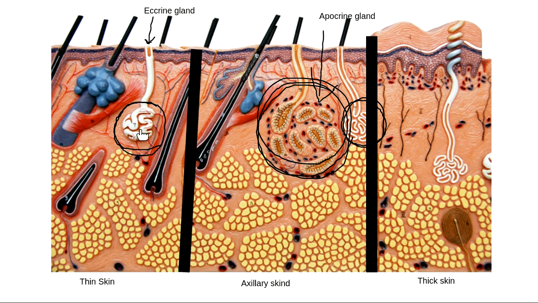So we have a word for the type of sweat that cools you off. I'm going to type it for you. It's called thermoregulatory. Thermoregulatory sweat, so it regulates your temperature. Eccrine glands here, they make watery sweat that helps you to cool off. Apocrine glands make sweat that makes you smelly.